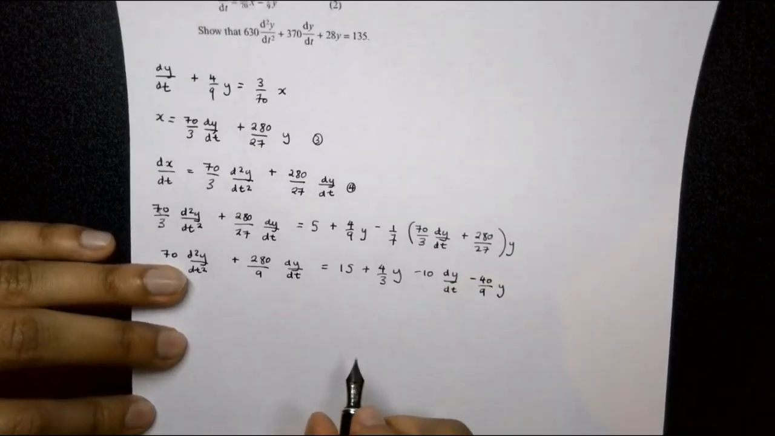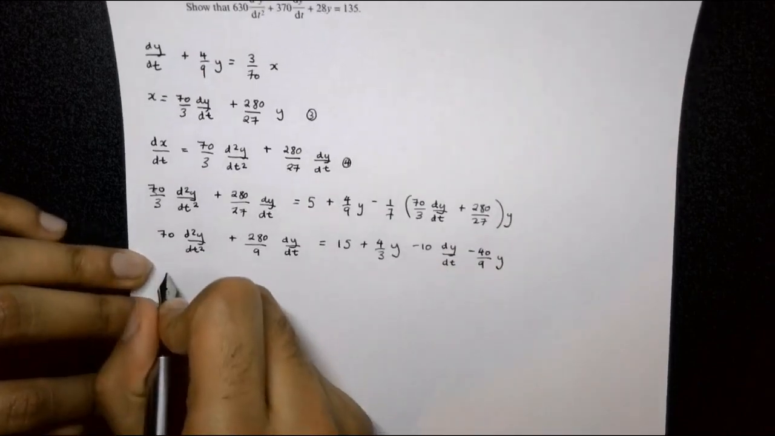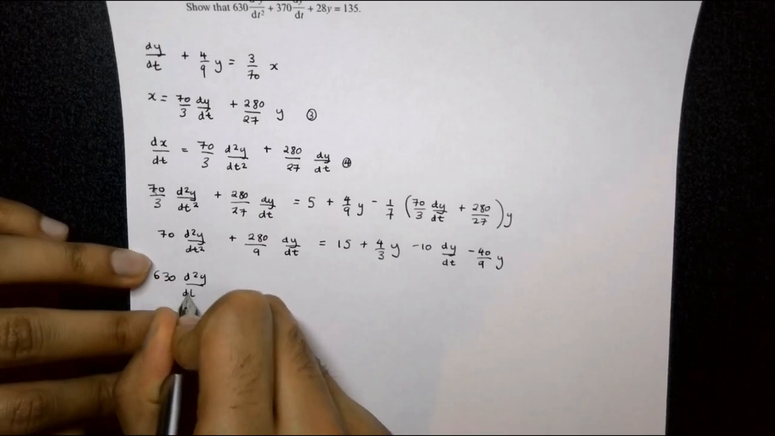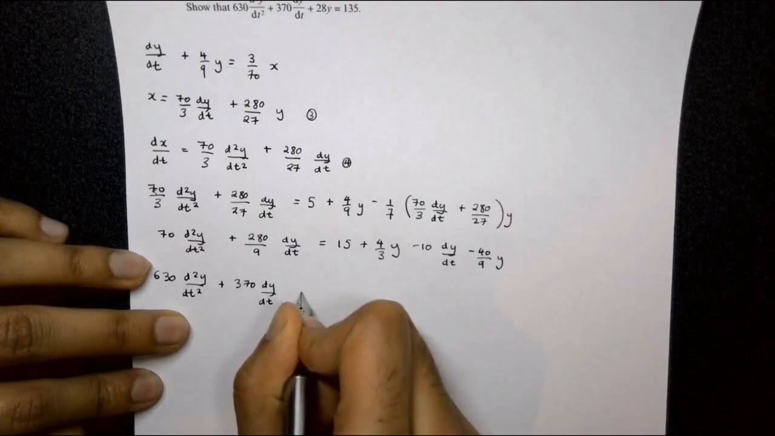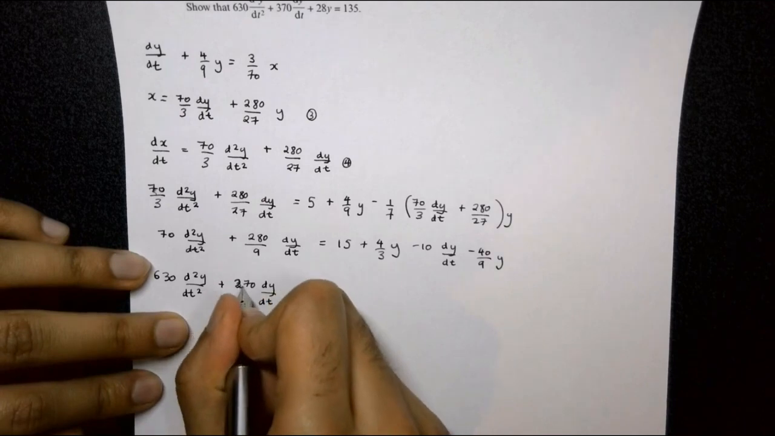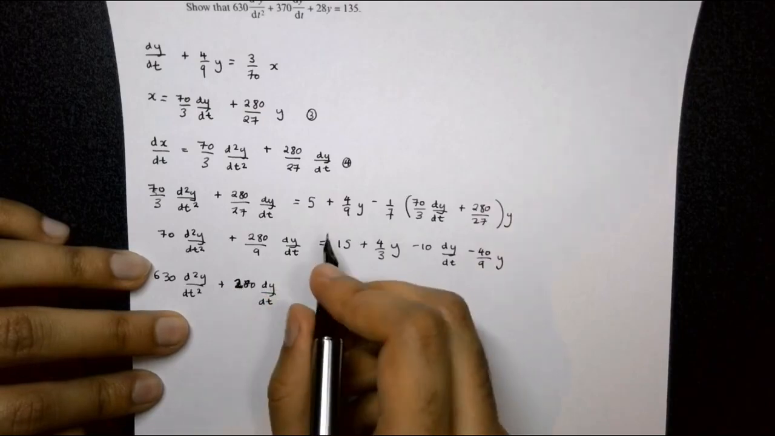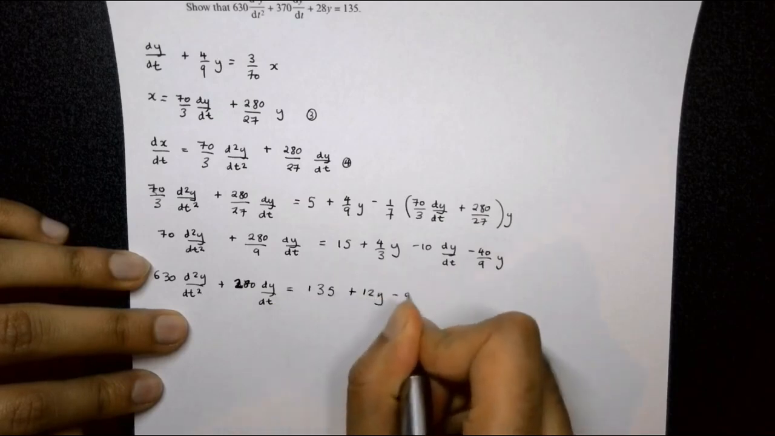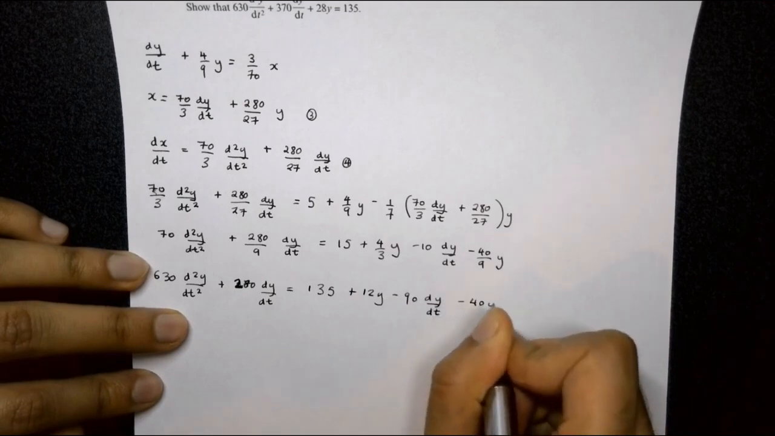So if we now multiply through by 9, we have 630 d²y/dt² plus 370 dy/dt. Sorry, plus 280, just reading ahead there. So we've got 280 dy/dt. This is equal to 135 plus 12y minus 90 lots of dy/dt minus 40y.